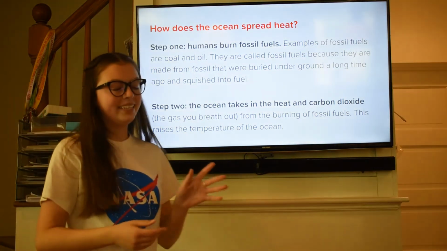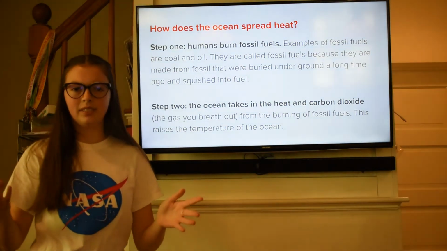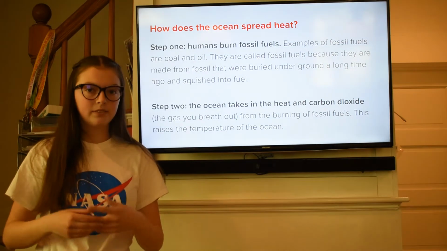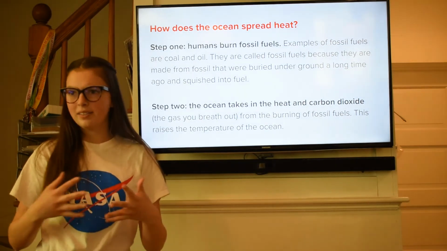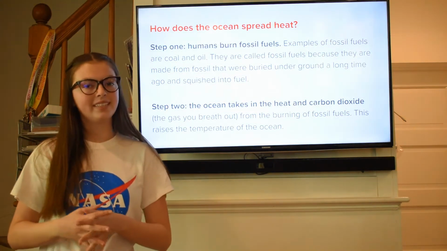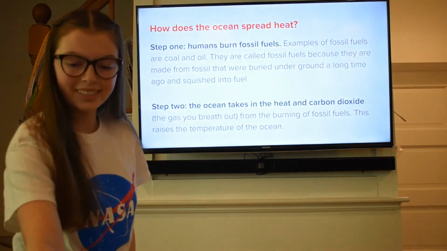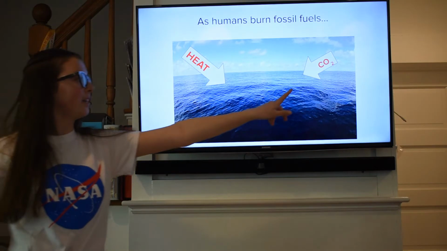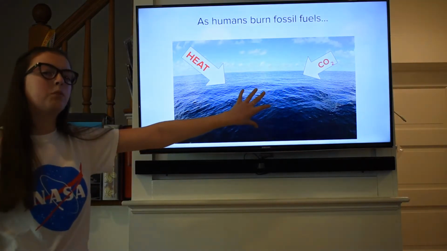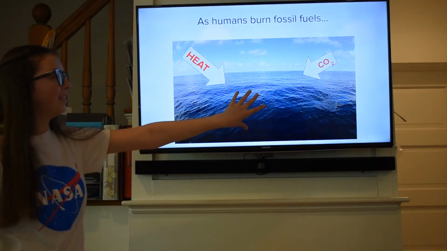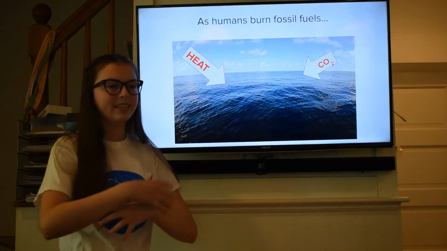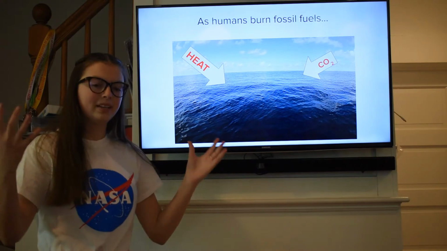And the heat is from the burning, it just releases heat energy, and these two go into the air. So the atmosphere, of course, gets warmer, but where does that go? It also goes into the ocean. So if we look at this diagram, as we burn fossil fuels, heat and carbon dioxide get absorbed by this water. And we won't talk about exactly why, but water is made up of molecules, and those molecules take in the heat and carbon dioxide around them and keep it in the water.